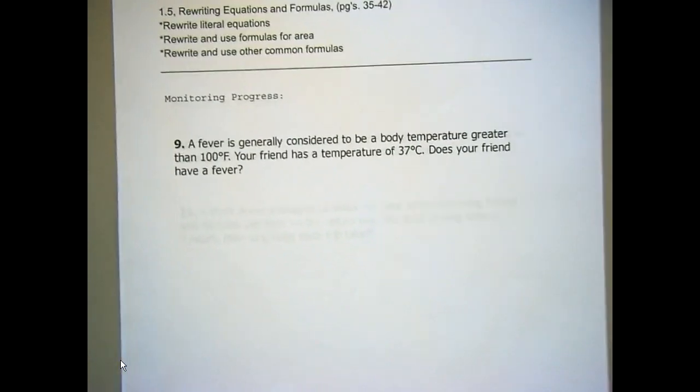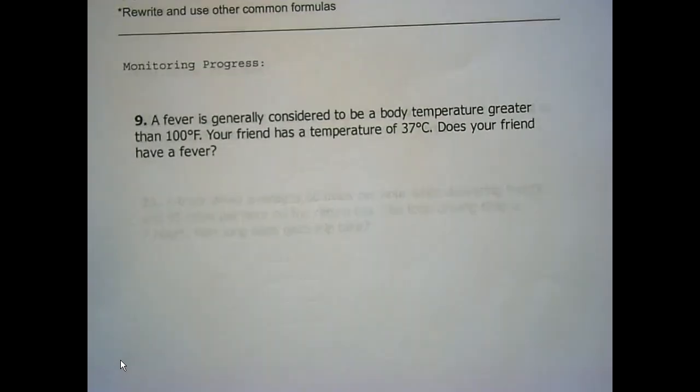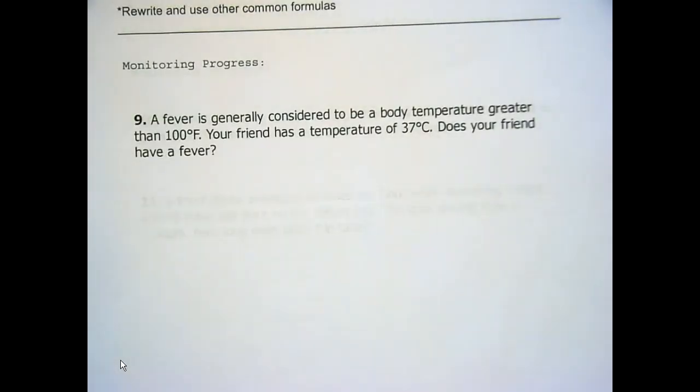So, number 9, this is monitoring progress. This is out of your textbook. You don't have to write down the whole problem, but we're going to work through it. A fever is generally considered to be body temperature greater than 100 degrees Fahrenheit. Your friend has a temperature of 37 degrees Celsius. Does your friend have a fever?